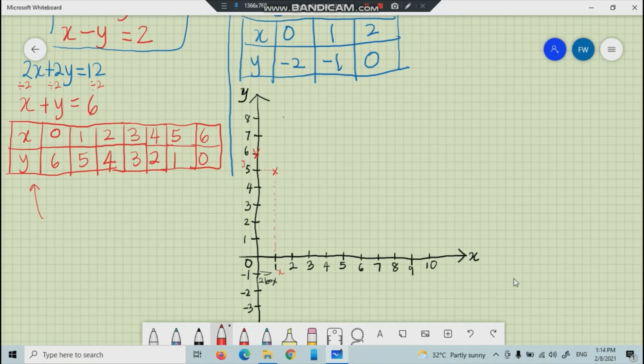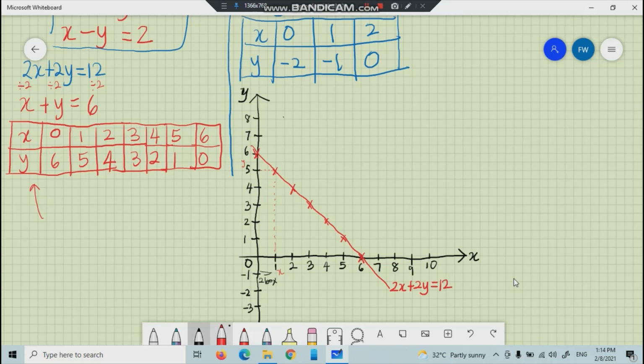x2, y is 4. x3, y is 3. And x4, y is 2. x5, y is 1. x6, y is 0. Okay, use ruler. Draw our straight line passing all the dots. And then label our graph as our linear equation.